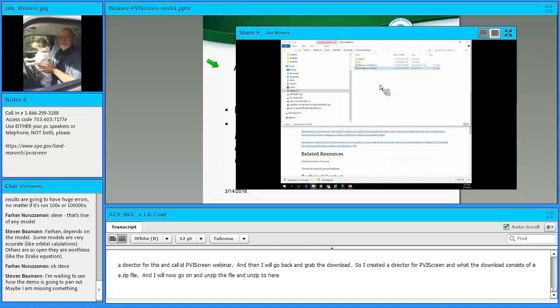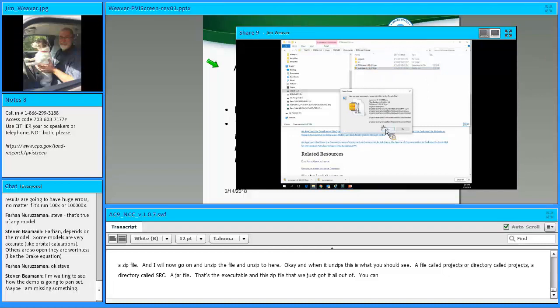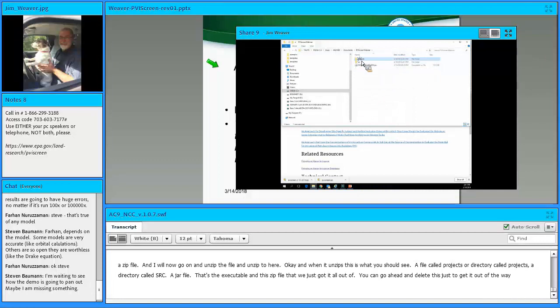Okay, and when it unzips, this is what you should see. A directory called projects, a directory called SRC, the jar file, that's the executable, and this zip file that we just got it all out of. We can go ahead and delete this just to get it out of the way. So the projects have the example files. These are from the user's guide, and the templates that I mentioned.